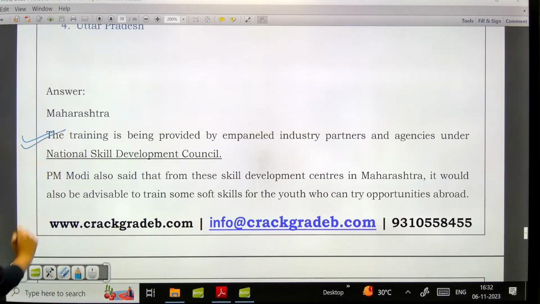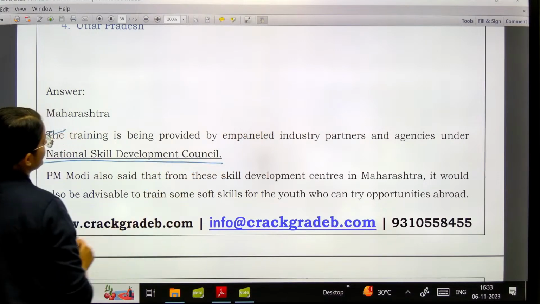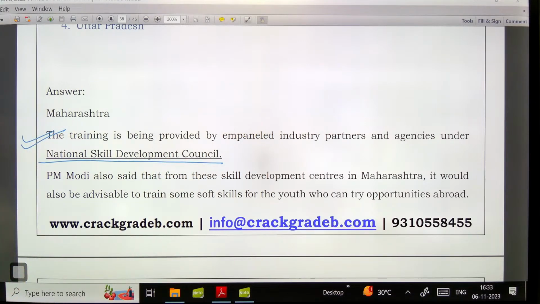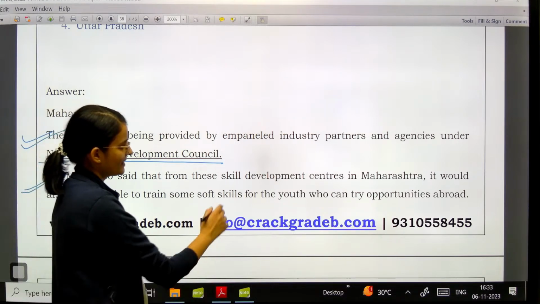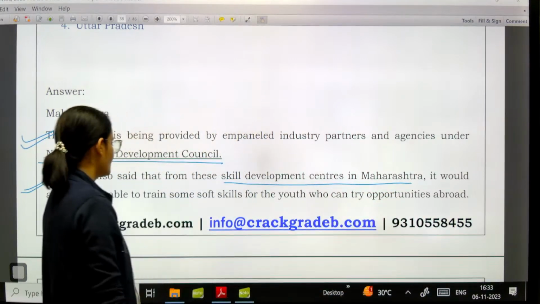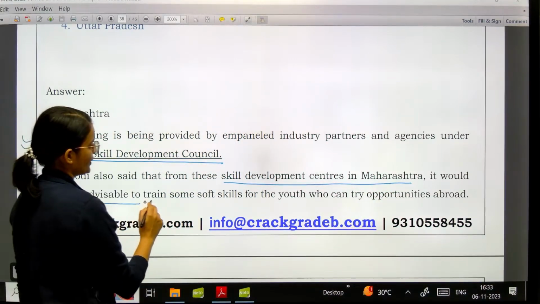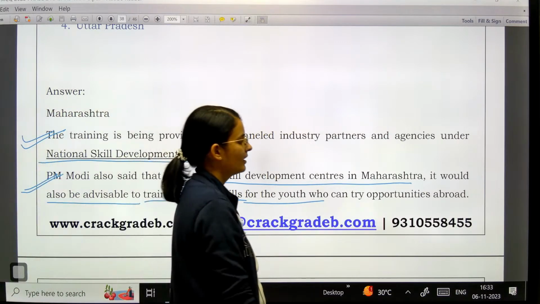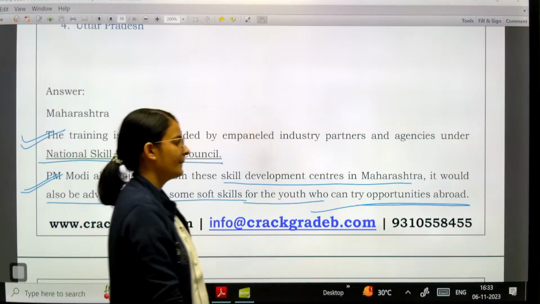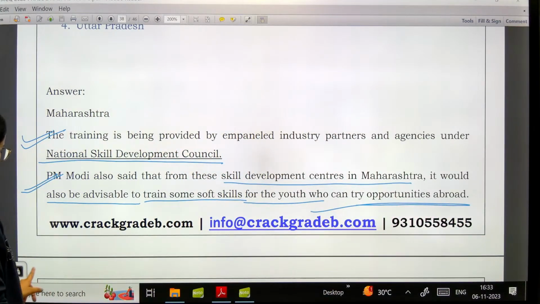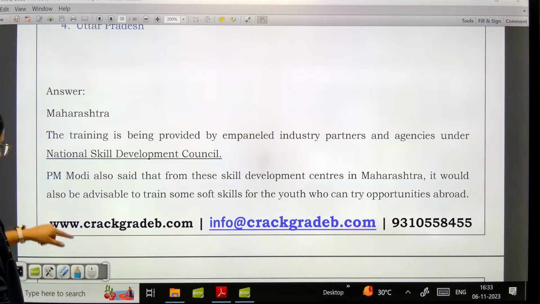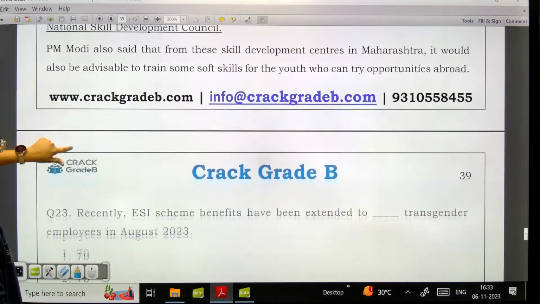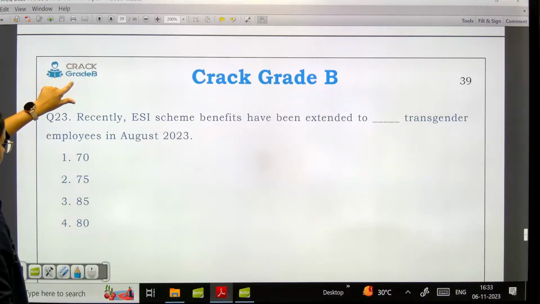Training is provided by panel industry partners and agencies under NSDC, the National Skill Development Council, and PM Modi said that from these skill development centers in Maharashtra, it would be advisable to train some soft skills for the youth who can try opportunities for going abroad. Opportunities for abroad. Next question.